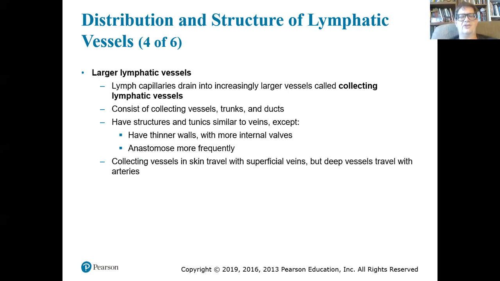So they have structures and tunics layers similar to veins, except they have even thinner walls. They have even more valves. Totally makes sense because they have even lower pressure, and they anastomose more frequently. Remember how I said that the anastomoses were more common in veins than in arteries, because veins were at lower pressure? Well, surprise, surprise. Again, we are at even lower pressure than the veins, so we're going to have even more places where these vessels come together, more anastomoses.